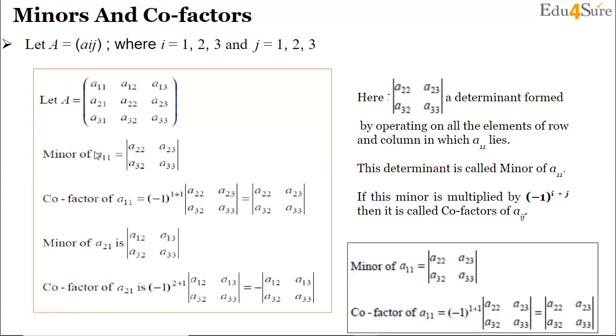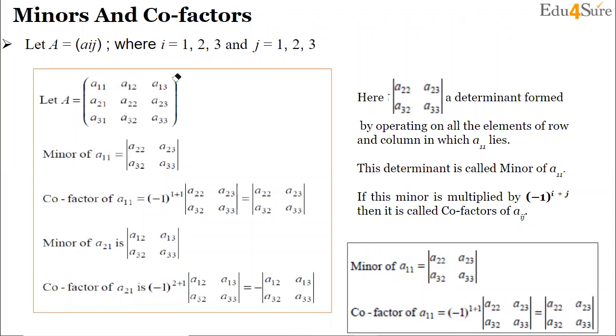If I ask you what is the minor of this first element A11, how are you going to find it out? That we do in the determinant exactly like that. You will hide this part and you will hide this part. Then with respect to the first element A11, what will be the minor? This part.